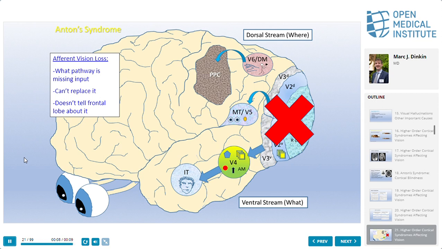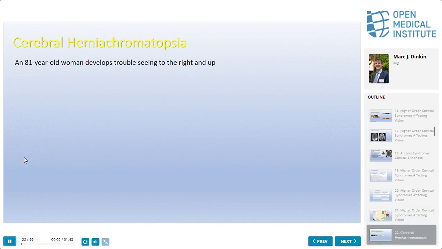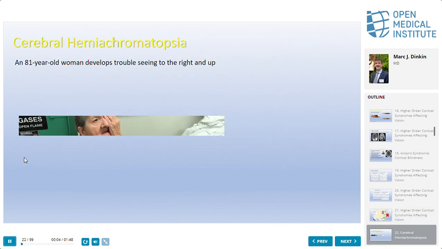So here, Anton syndrome is occipital cortical disease and probably the frontal lobe not being able to decide whether you have vision or not. Let's look at this one, cerebral hemiachromatopsia. This was an 81-year-old woman. She can't see to the right and up. So she's got a right superior quadrantanopia. Let's see what happens when we check color vision in the intact inferior area.